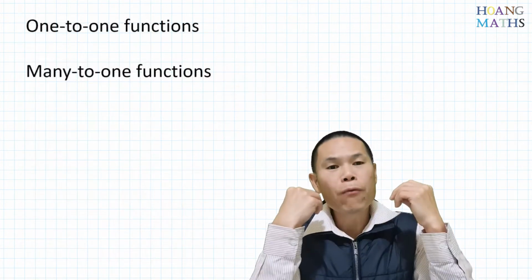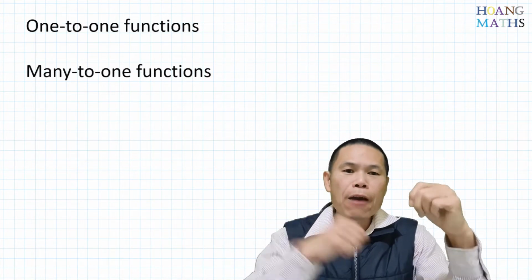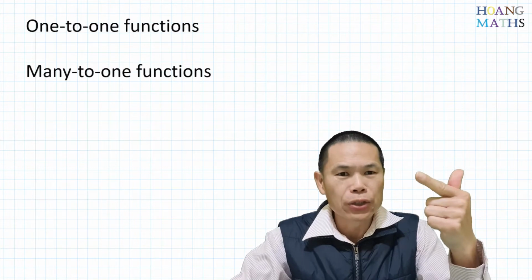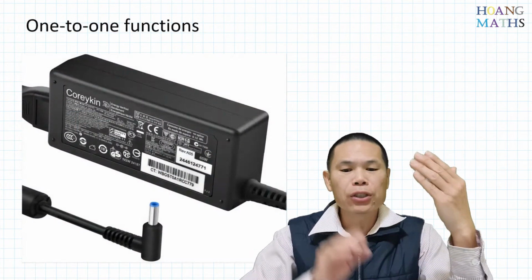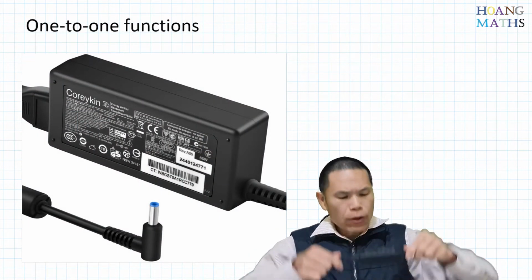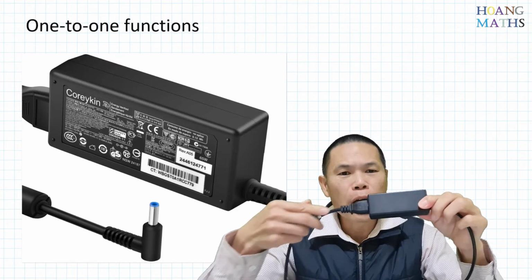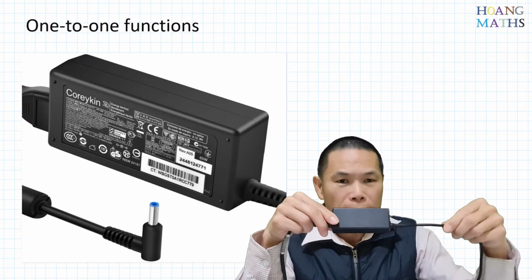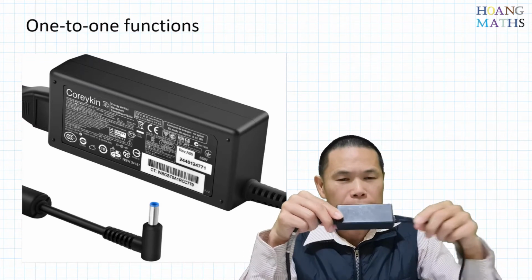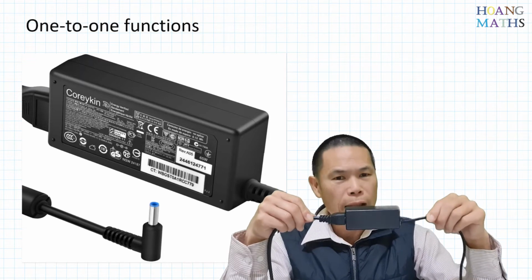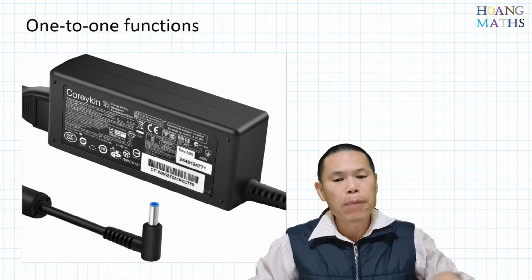And when you talk about functions, we either have one-to-one functions or many-to-one functions. So what is a one-to-one function? Again, if you have a look at this adapter here, a one-to-one function means you have only one input and one output. That's why it's a one-to-one function. So one input, one output.